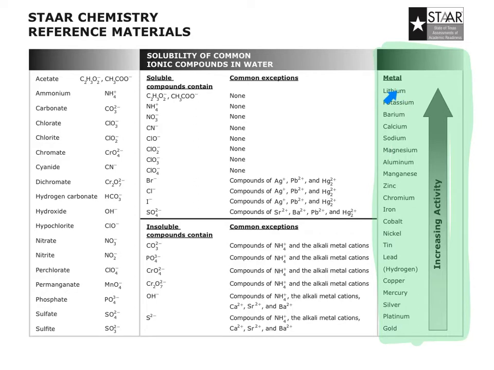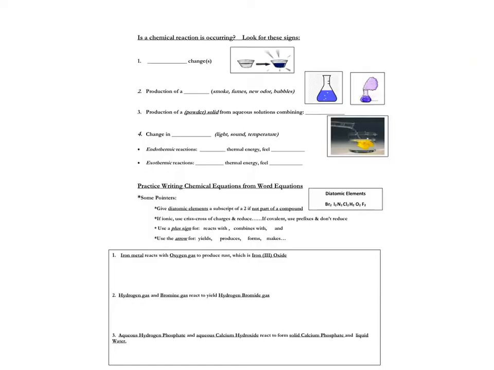So anything that is higher up on this list can replace anything that's lower or below it on this list. So for example, magnesium can replace aluminum, manganese, zinc, chromium, and any element that's down here below. Copper, for example, cannot replace anything that is above it on this list. Chromium cannot replace anything that's above it on this list. An element on here can only replace an element that is below it on the list. If it is above on the list, then no reaction will take place. Okay?